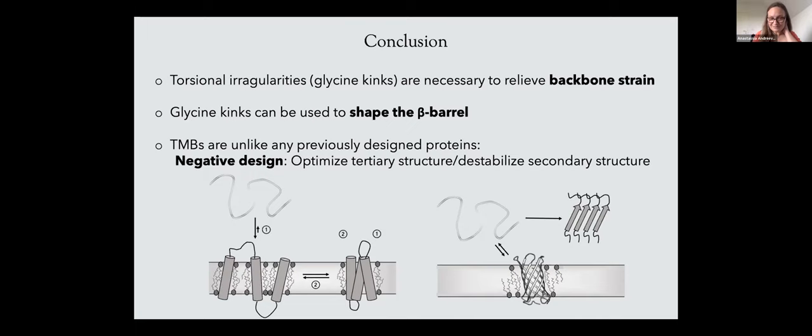So we think that the reason for that is that if the protein folds, it has the risk of aggregating. So aggregation is a kinetic trap that prevents proper folding.